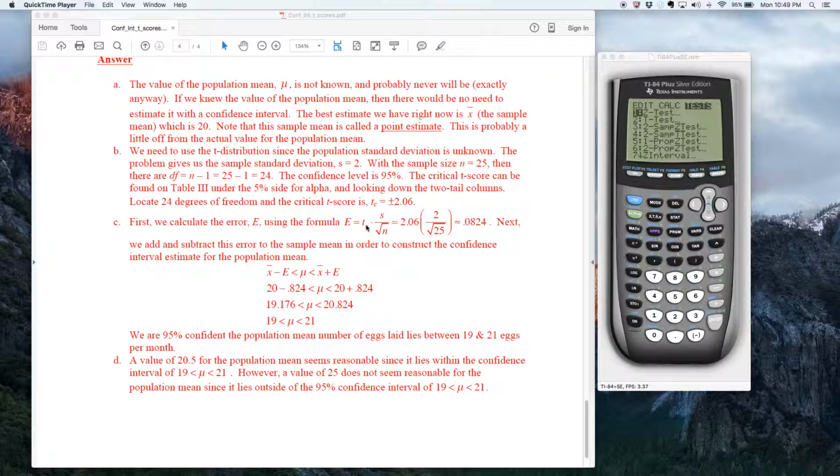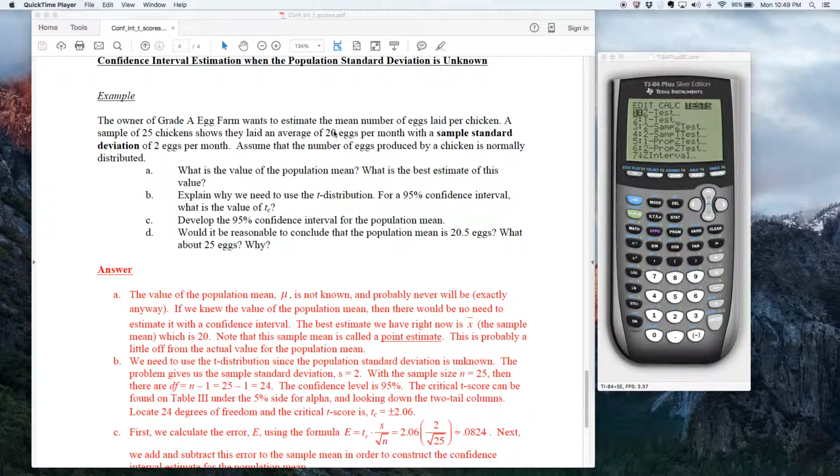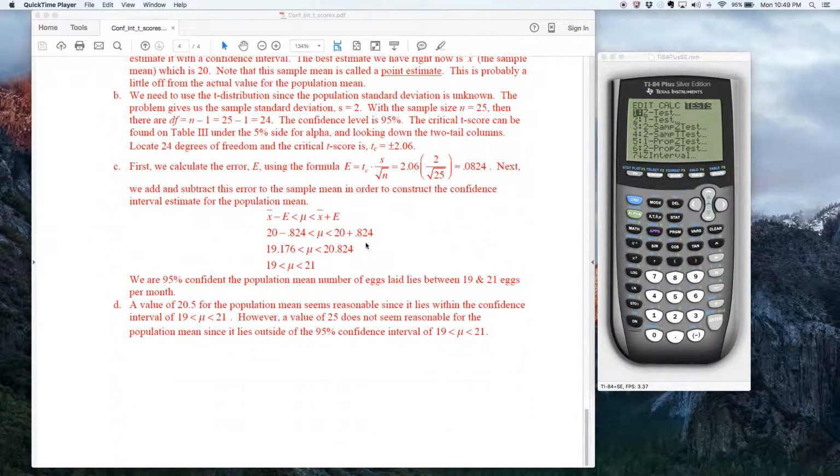Because we use the normal distribution when we know sigma, the population standard deviation. So this error formula is a critical t-score and S divided by radical n. So you plug and chug and you get the error. You take that error, which is 0.0824, and you add and subtract it to the sample mean, which was 20. So remember, the sample mean was 20, right? So you take that error and you add and subtract it to the sample mean, creating your confidence interval.